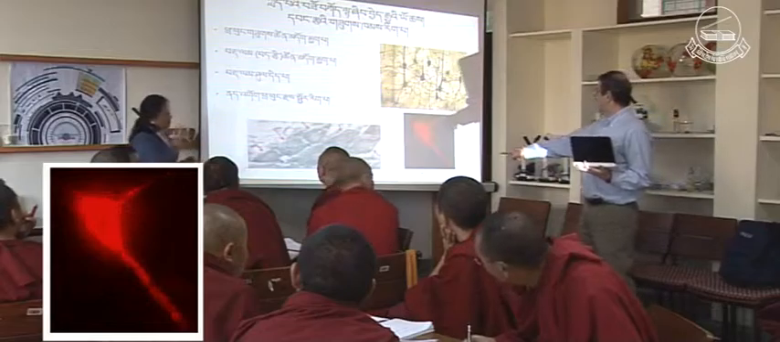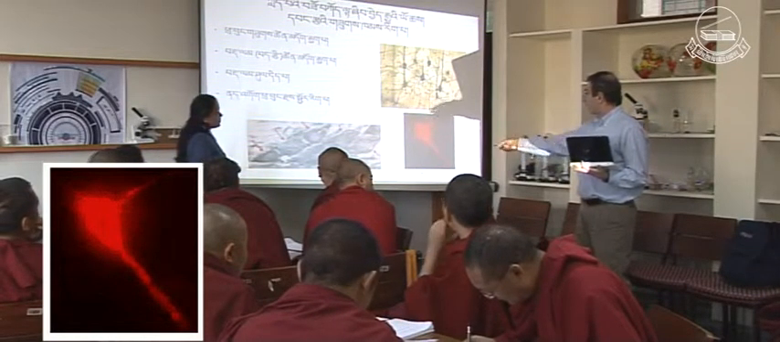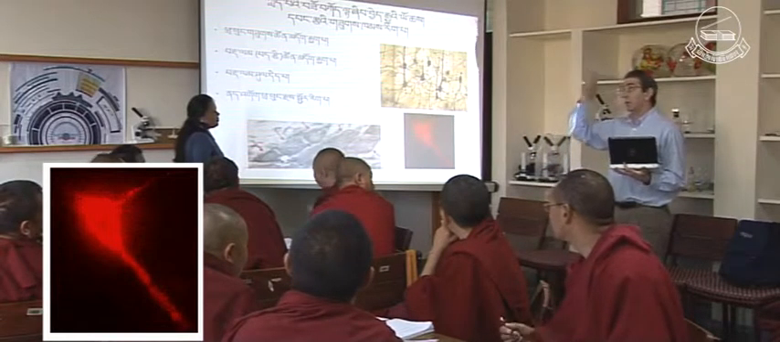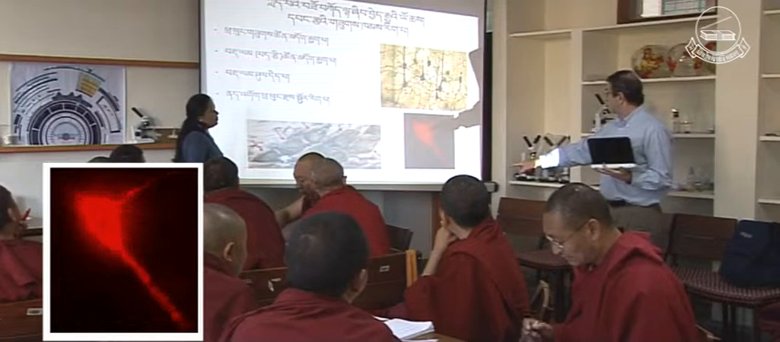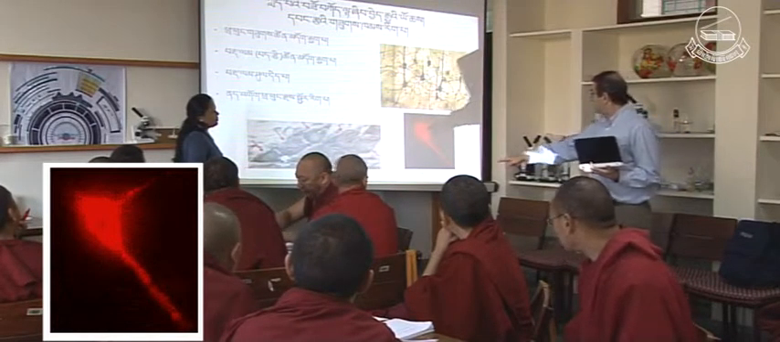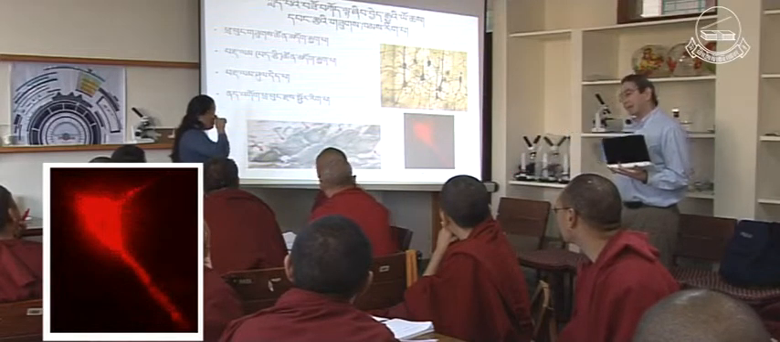And this is an example. Actually both of these are mine, but this one shows how a nerve cell picks up a fluorescent material, like fluorescent lights. When you put a fluorescent light, it fluoresces red, and it's picked up and transported all the way to the place that this cell connects to a different cell.